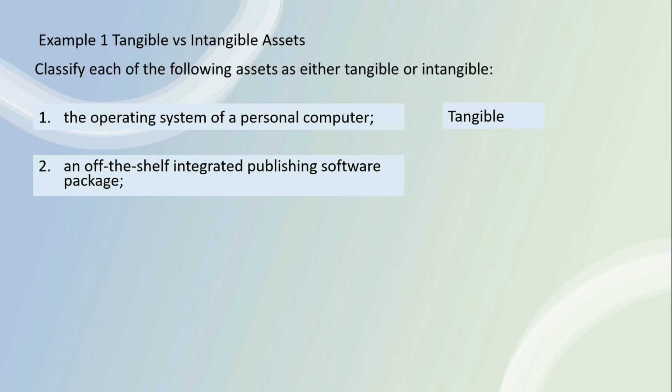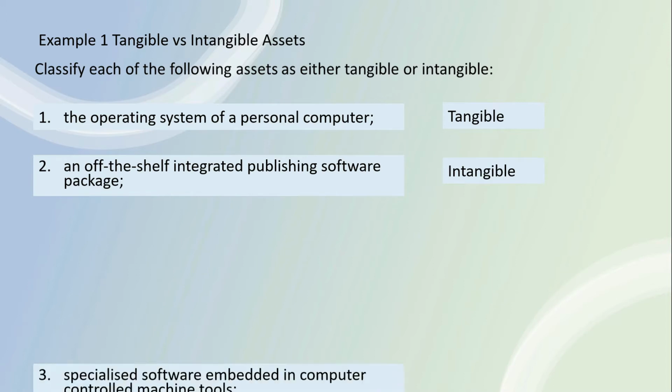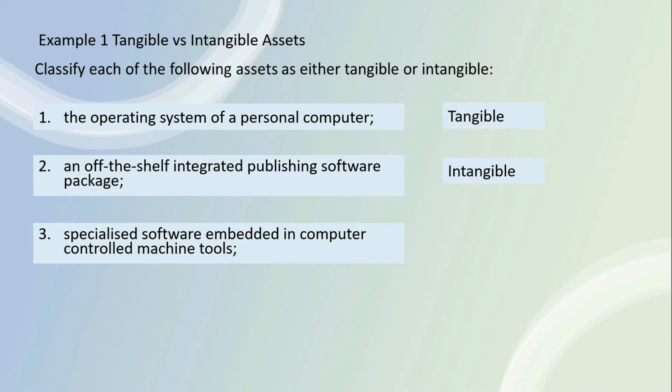Next, an off-the-shelf integrated publishing software package. For example, Adobe Photoshop. Photoshop is not included in the computer package. If you want the Photoshop software, you need to buy it separately, excluded from the computer itself. So this is intangible. This is software that you are going to pay for.